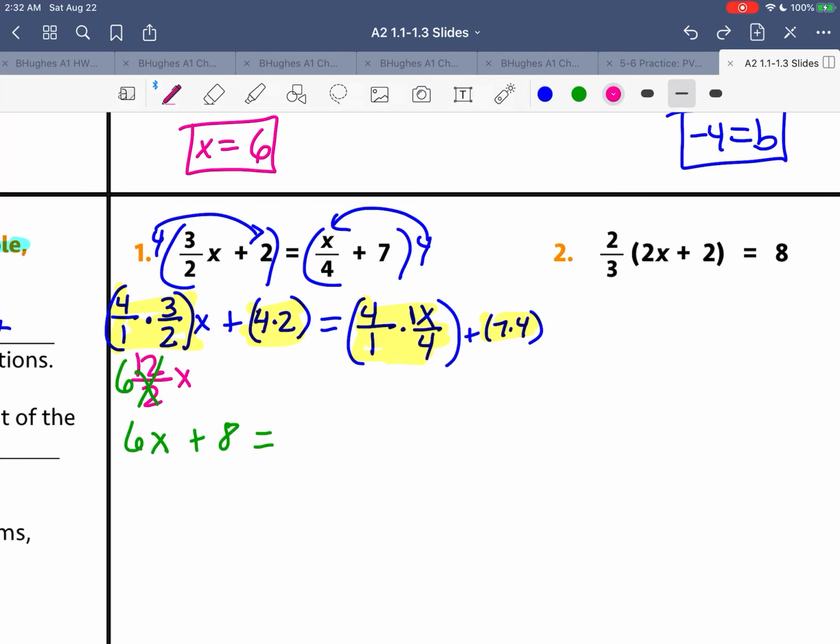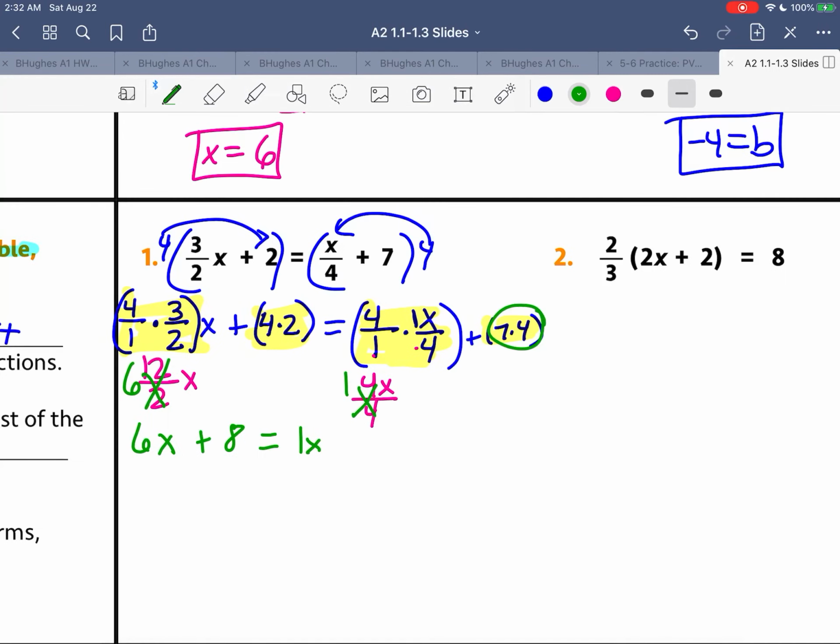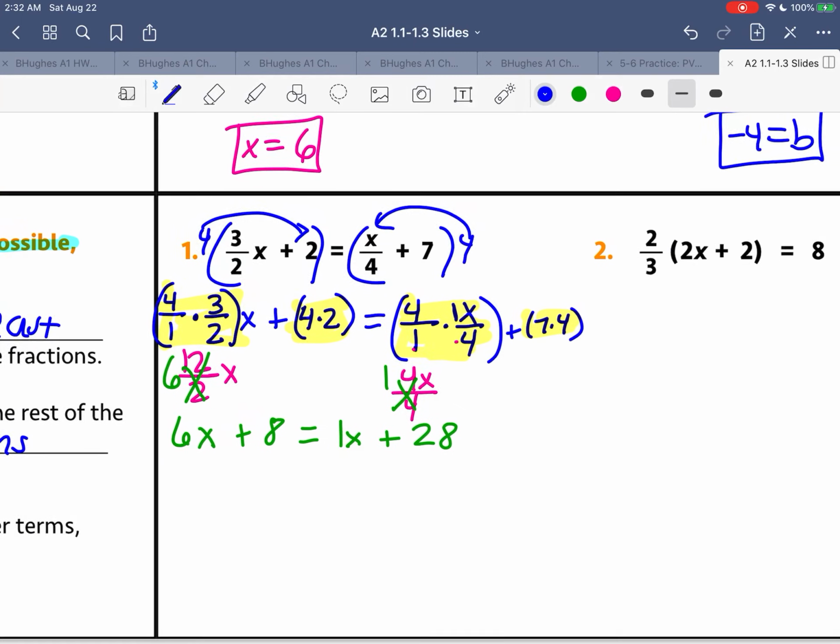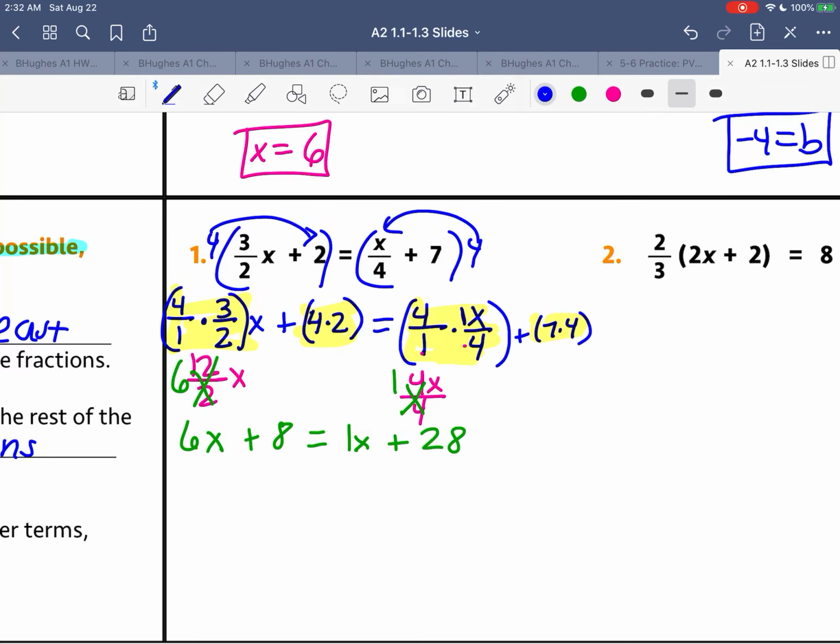Then we have another set of fractions over here. And again, 4 times 1 is 4x, 1 times 4 is 4. How does that cancel? Well, 4 can be divided by itself, and that's going to give me 1, or 1x. And then 7 times 4 is 28. So now there are no more fractions left, which is what I wanted. It makes it a lot easier.